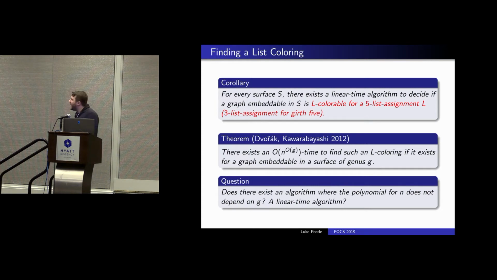And naturally, they asked, okay, well, surely we don't need this n^O(g). Maybe there's an n^100 algorithm that just works, that does not depend on the genus. Or, if you really wanted to dream, you could ask for a linear time algorithm to find the coloring. Now, for planar graphs, when the surface is just a plane, that would be those previous questions. But we solved those, and indeed, we solved this too. So there exists this linear time algorithm to find these colorings that does not depend on the genus, and it's linear time, which would be best possible.